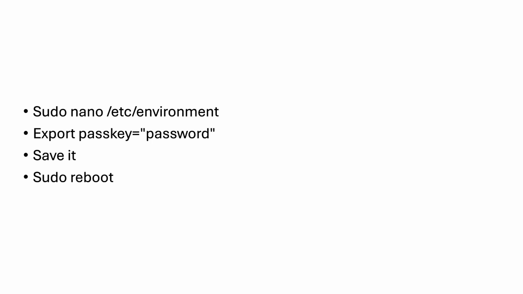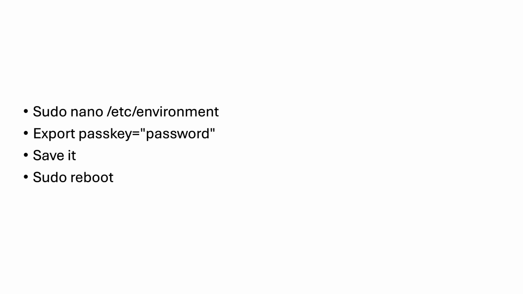Okay, now just in case you are unsure of what to search for environment variables, here's what you're going to want to do. You type sudo nano /etc/environment. This will create an environment variable file. If it is not existing, it will be created, don't worry.